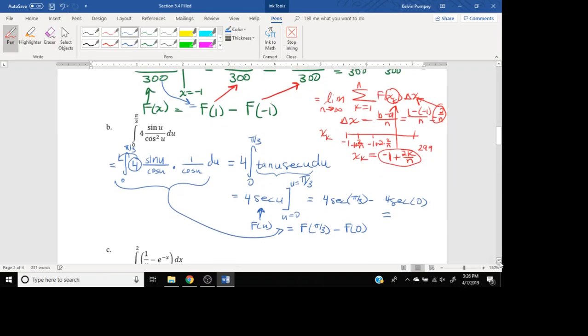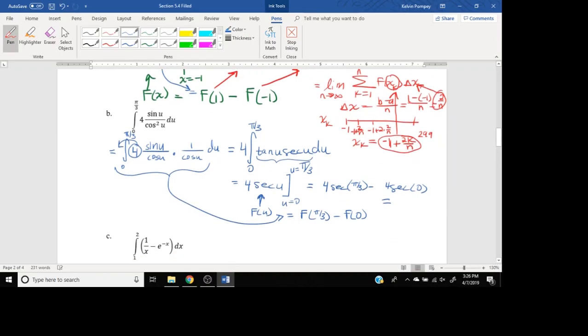Running out of space here. It's getting a little messy. But secant of pi over 3, notice on your unit circle, pi over 3, the secant is 1 over x. Our x value is 1/2. So that's going to be a 4 times 2. And the secant of 0 is 1. So this is going to be a 4 times 1. So that's an 8 minus 4, which equals 4.